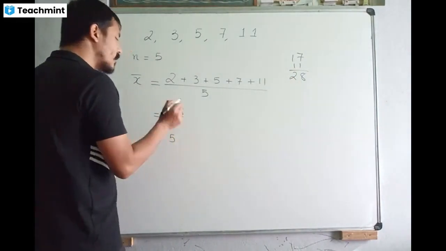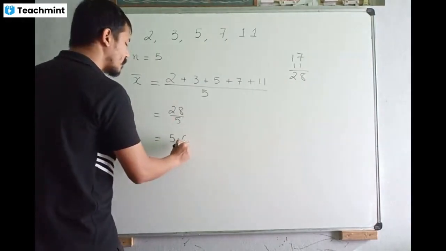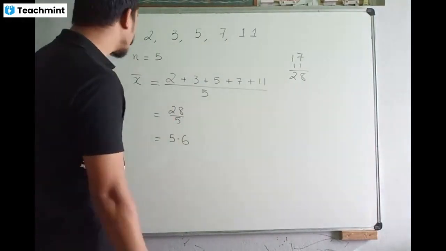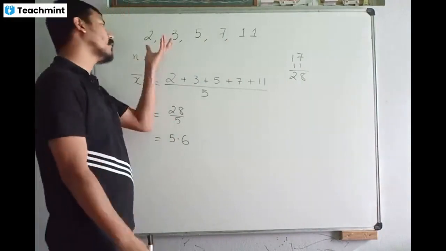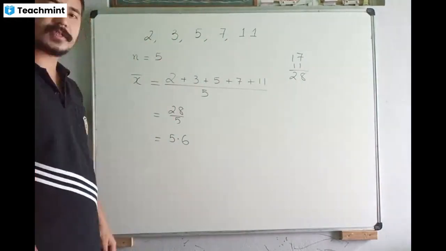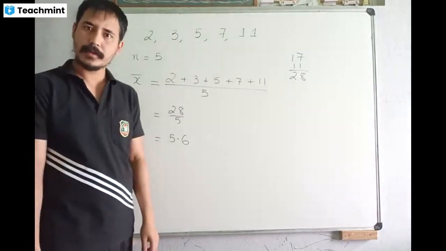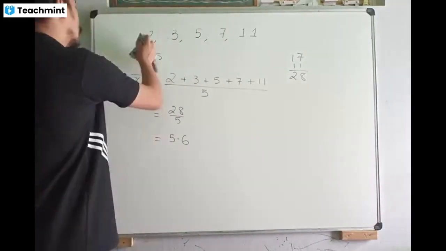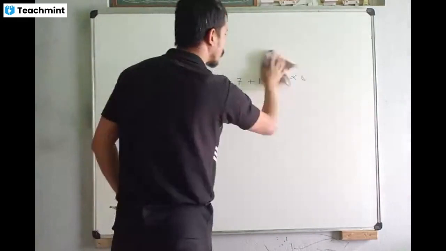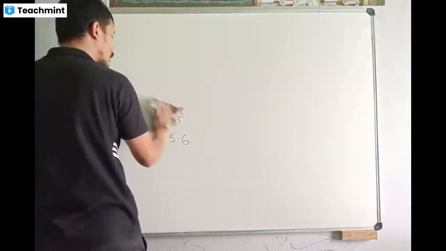5 times 5 is 25, 5 times 6 is 30. So the arithmetic mean of the first 5 prime numbers is 5.6. Alright? Okay. Now we shall proceed with the next question, that is question number 4.